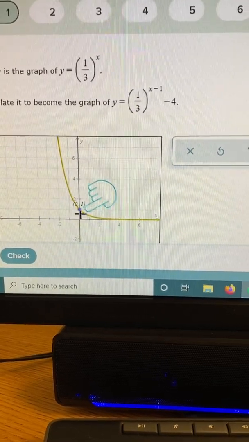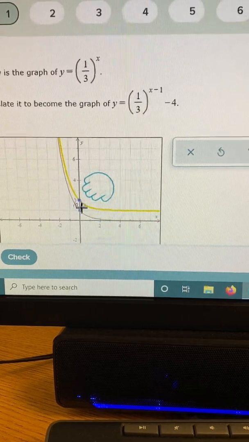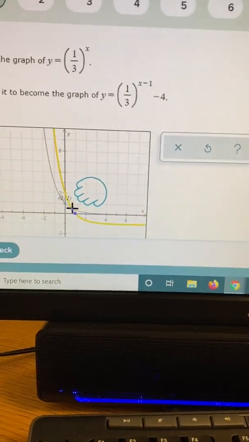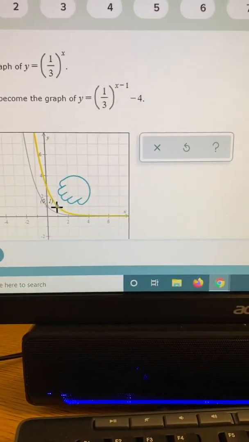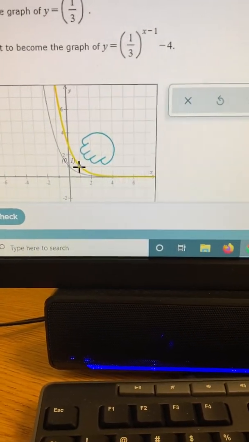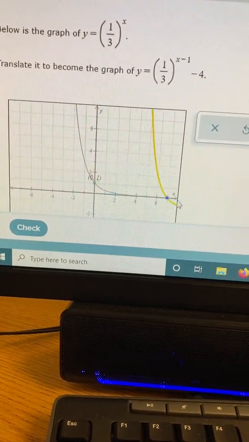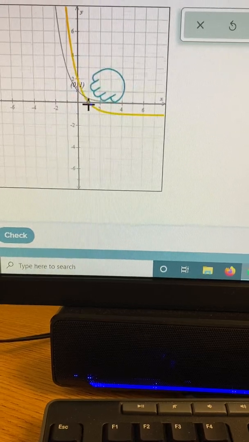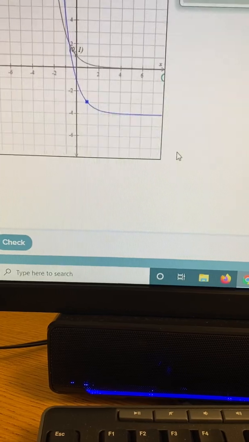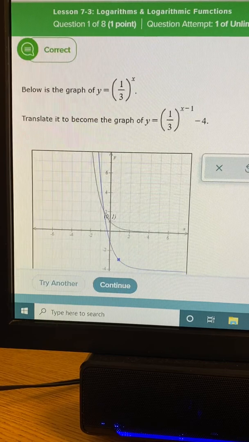So you go to your initial point. Remember, +1 up. I'm sorry, I did that wrong. I went the wrong way. +1 horizontal. First movement is horizontal, sorry. And then the next movement is vertical. So it's a -4. So from there, we're gonna go down 1, 2, 3. Sorry, I ran out of graph. 1, 2, 3, 4, right there. And that should be our new translated graph. We check it, and we got it right.